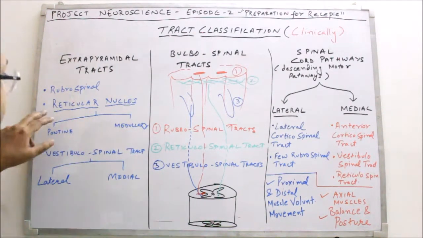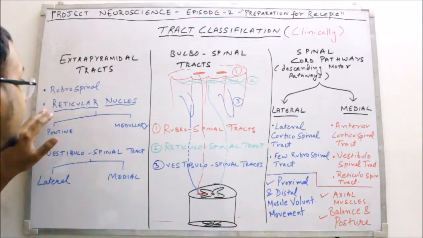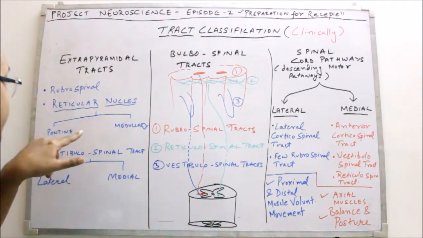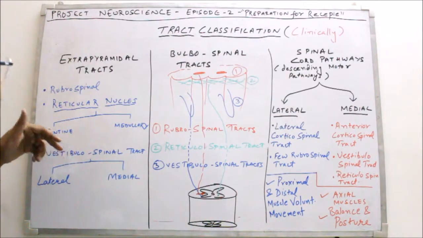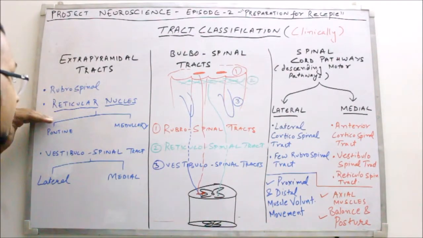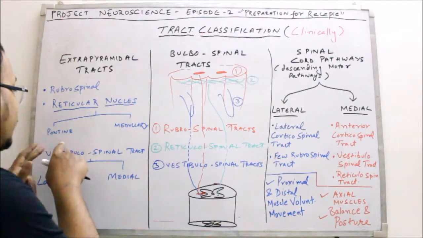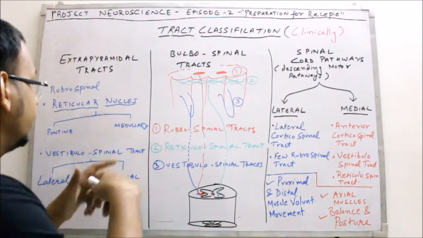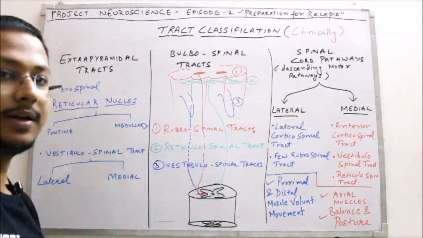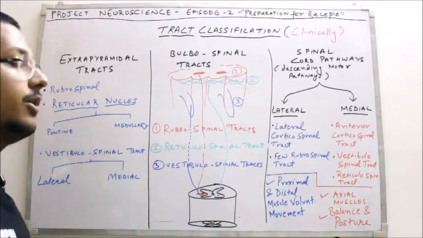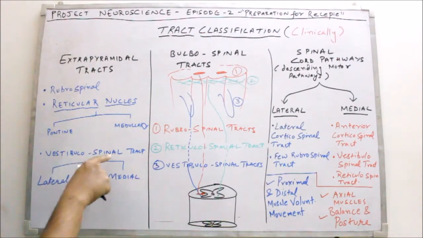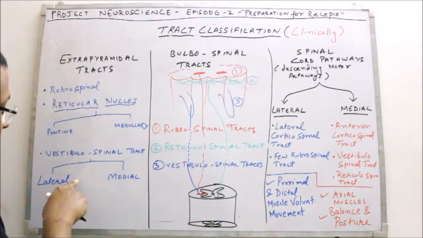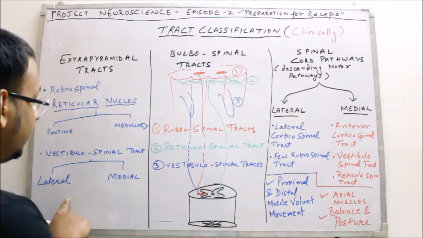First is the rubrospinal tract, second is the reticular nuclei, right? The reticular nuclei have the pontine and the medullary nuclei in the brainstem, which are subparts of the reticular nuclei itself, and the fibers arising from the pontine and the medullary would be termed the pontine reticulospinal tract and the medullary reticulospinal tract. And the third is the vestibulospinal tract, which is classified further into two, lateral and medial.